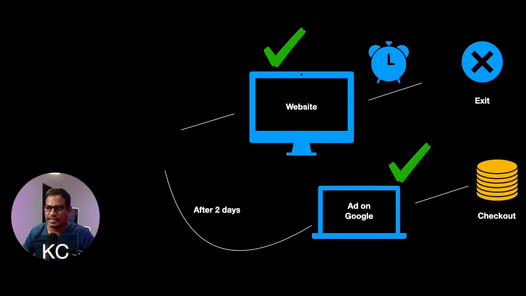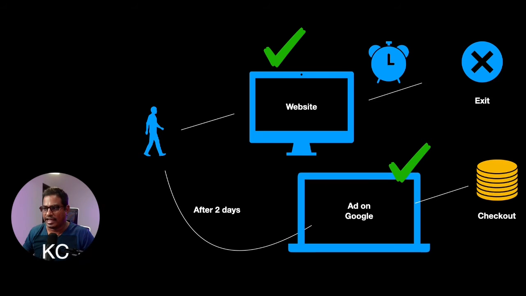Imagine this situation. There is a website and there is a user. This is your website where you're trying to sell something, let's assume. There's a user who visits the website, and after a few minutes, he decides to quit. So the user exited the website. Now, after 2 days, he finds an ad about your product on Google and he clicks on the ad. When he clicks on the ad, he visits your website, and from the website, he goes ahead and makes a purchase. So he has finally checked out.